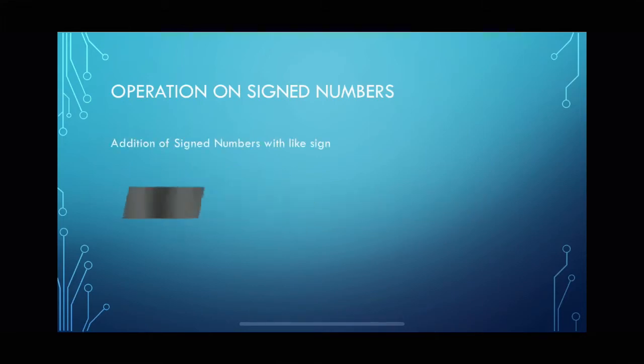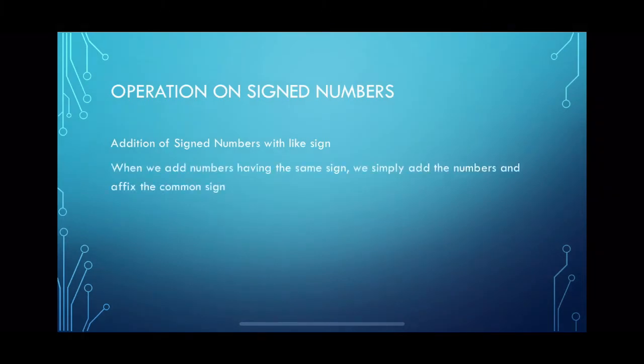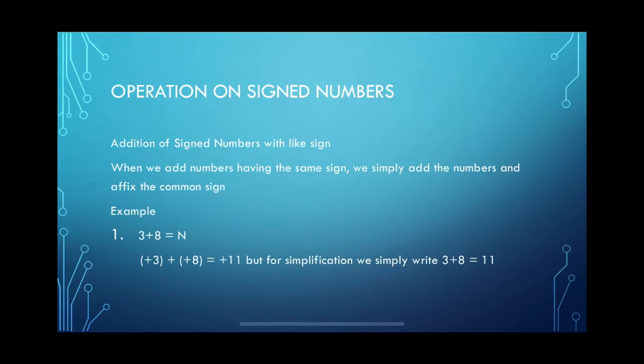Addition of signed numbers with like sign. When we add numbers having the same sign, we simply add the numbers and affix the common sign. For example, 3 plus 8 is equal to n. It is actually written as positive 3 plus positive 8 is equal to positive 11. But for simplification, we simply write 3 plus 8 is equal to 11.